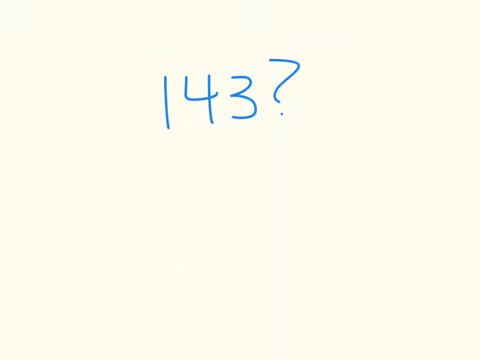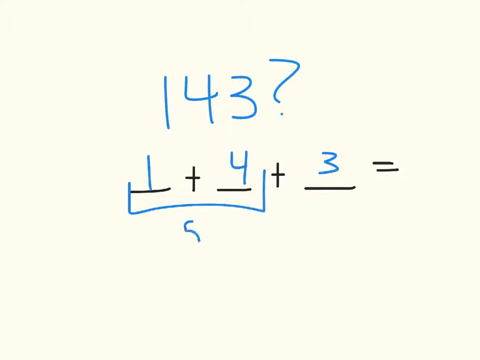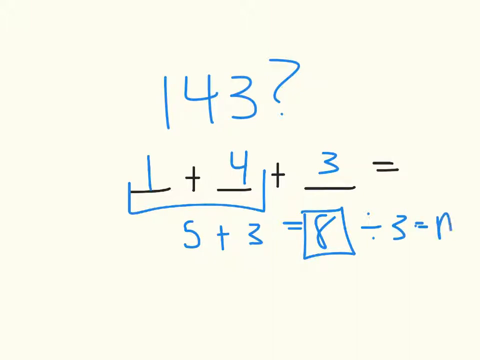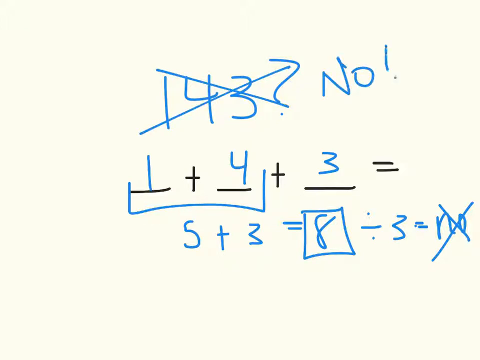Second example, once again, we have 3 numbers. So we're going to be adding 3 numbers together. 1 plus 4 plus 3. 1 plus 4 is 5. 5 plus 3 equals 8. Is 8 divisible by 3? No. So therefore, 143 is not divisible by 3. Notice that all I'm doing is I'm adding each of the digits, each of the numbers together to get an answer, and then I'm seeing if that is divisible by 3.